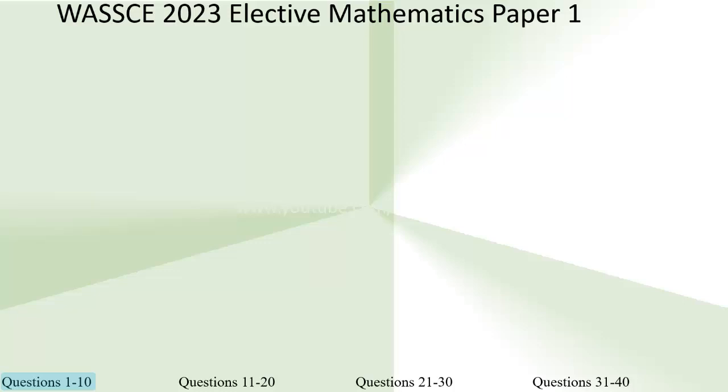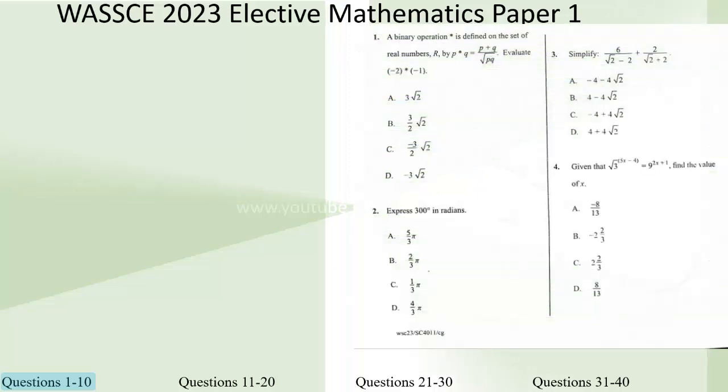So we are solving the WASSCE 2023 Elective Mathematics Paper 1, WASSCE for school candidates. Question 1 says a binary operation is defined on the set of real numbers R by P star Q is equal to (P plus Q) over square root of PQ. Evaluate -2 star -1.